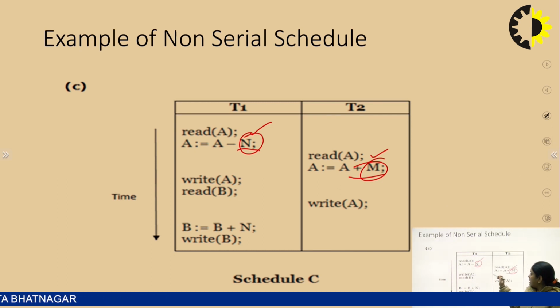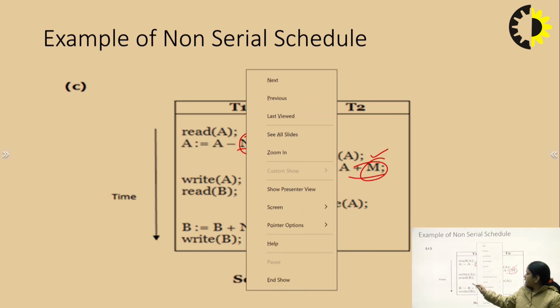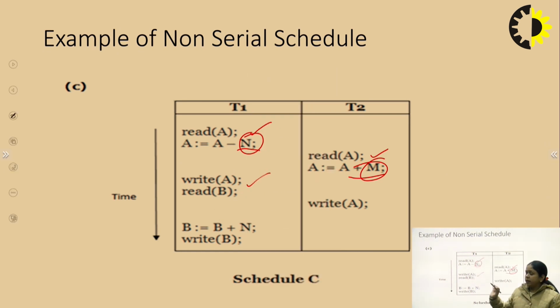Now transaction T1 writes A and reads B again. Then after these two instructions, T2 will execute write A. Then B is equal to B plus N, and then write B. You can see these are interleaving instructions or operations. This is known as a non-serial schedule. These two transactions should not interfere with each other's process or result. It should not change.